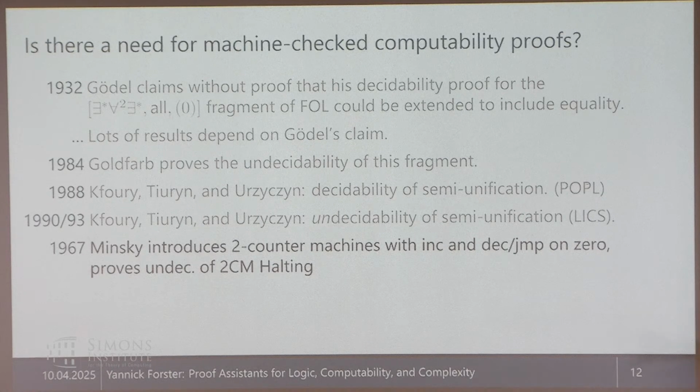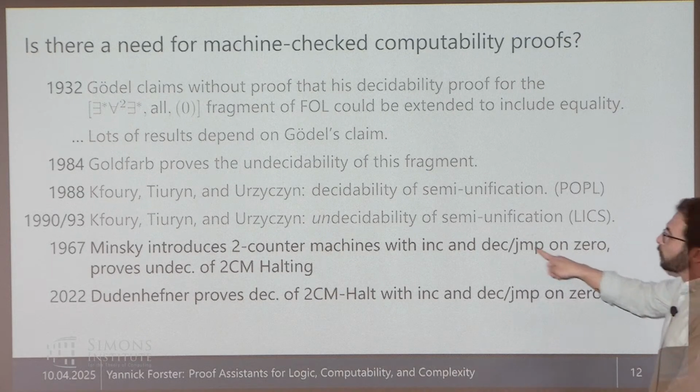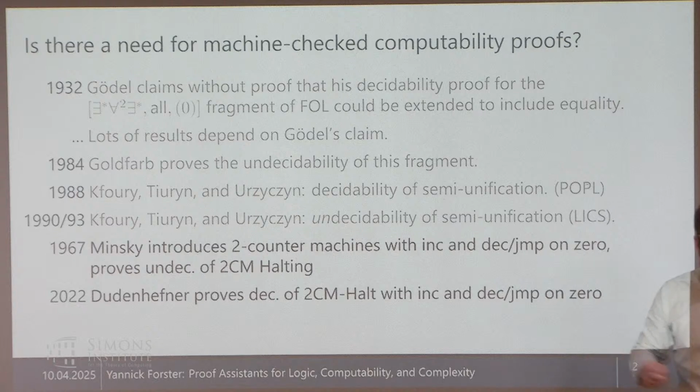And then he proves the undecidability of 2 counter machine halting. A famous result used often in undecidability proofs, where you do a reduction from 2 counter machine halting. In 2022, André Dudenhefner proved in Coq the decidability of 2 counter machine halting. So something is off. The thing that is off is that Minsky introduces it exactly like this. This is the definition of 2 counter machines. Then at some point he says in passing, by the way, you can implement an unconditional jump, a goto, by just keeping a 0 register around, and you decrement this register, and this allows you to jump.